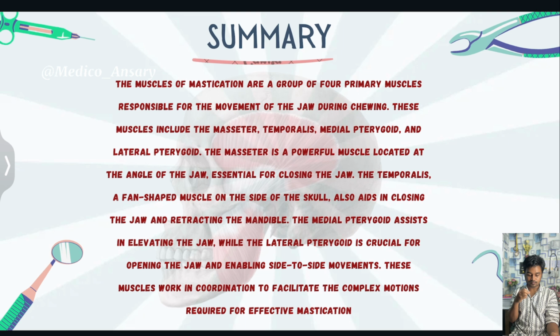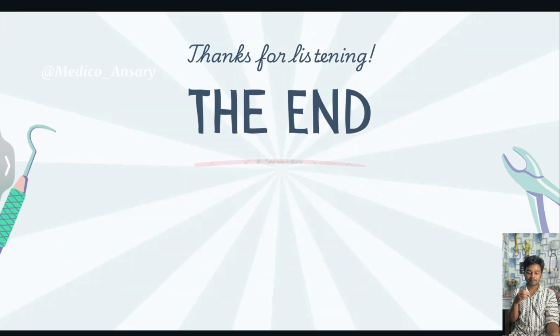The medial pterygoid assists in elevating the jaw, while the lateral pterygoid is crucial for opening the jaw and enabling side-to-side movement of the jaw. These muscles work in coordination to facilitate the complex motions required for effective mastication.